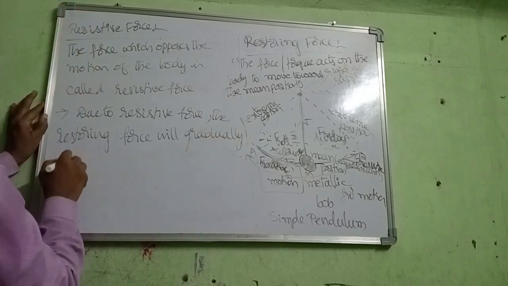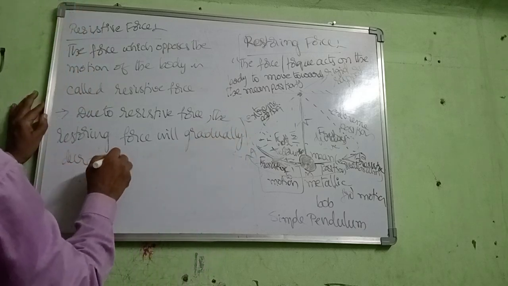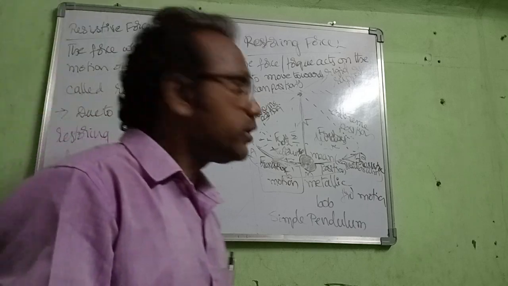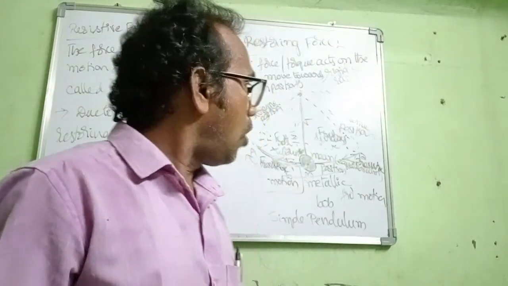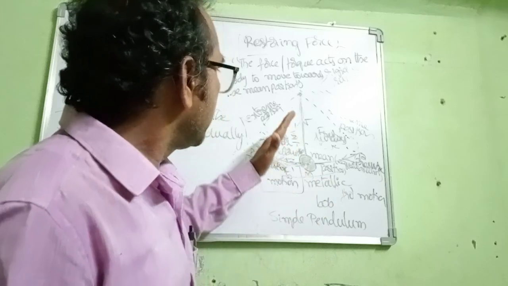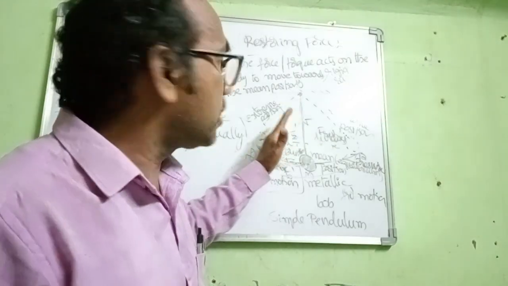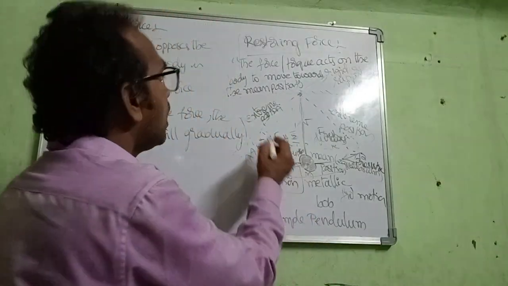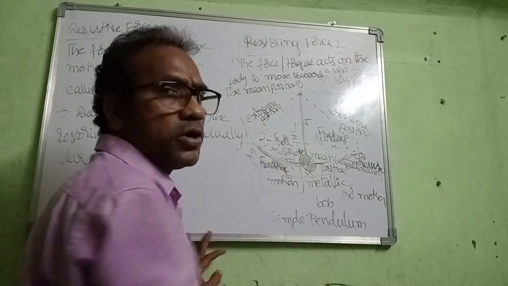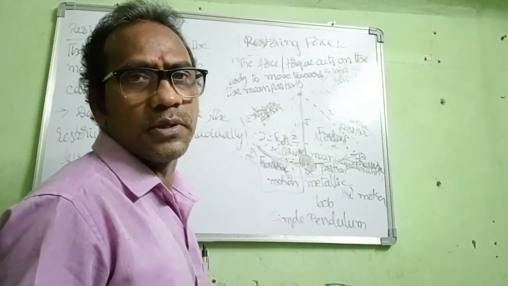So automatically what will happen whenever the force decreases? So displacement varies. How can we measure displacement? The displacement is nothing but the distance from the extreme position to the mean position, that is displacement.